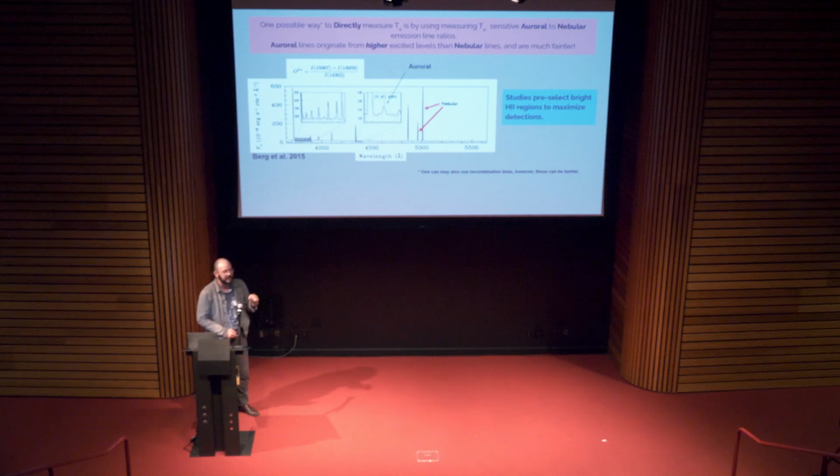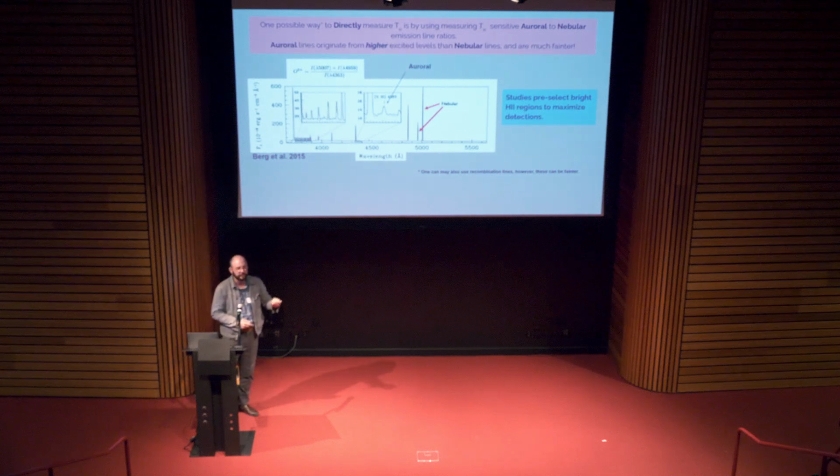Unfortunately, auroral lines are much, much fainter than their nebular counterparts. Just to see the auroral line for this H2 region from the 2015 Berg paper, you have to create a separate inlet to observe it next to the nebular counterpart. So because of this discrepancy in brightness, past studies often pre-select the brightest H2 regions in nearby galaxies in order to maximize the number of auroral line detections in their studies.